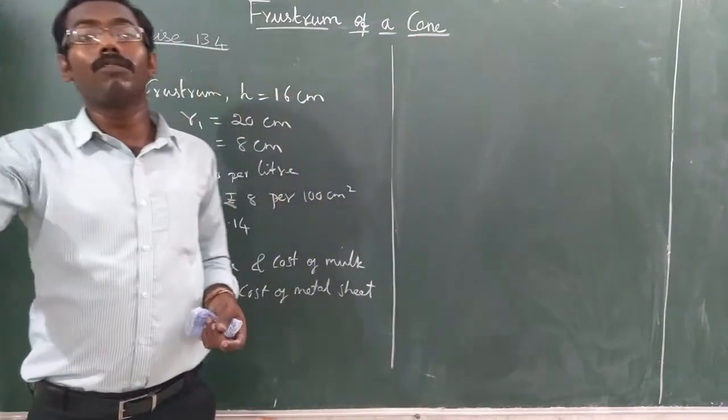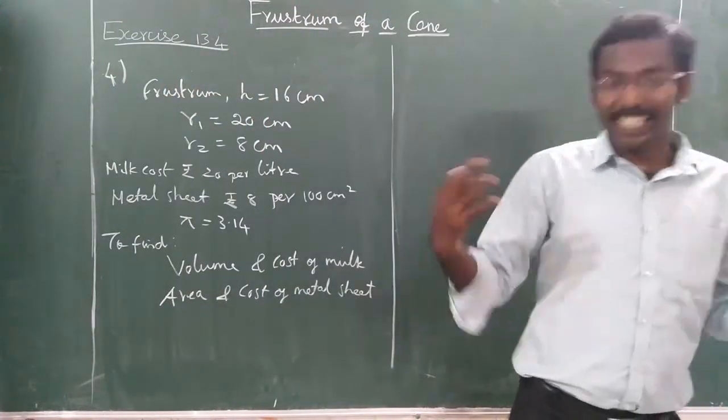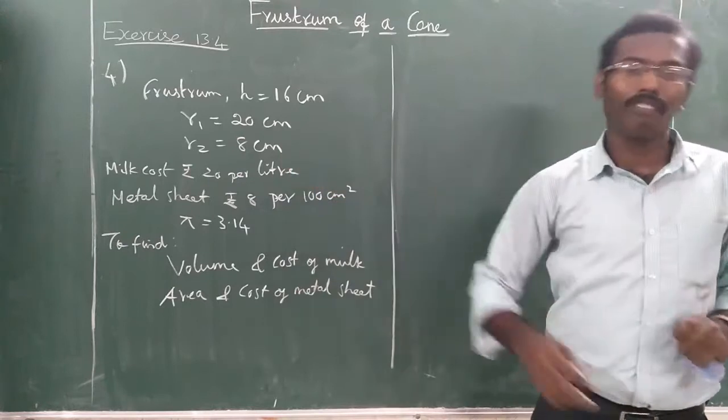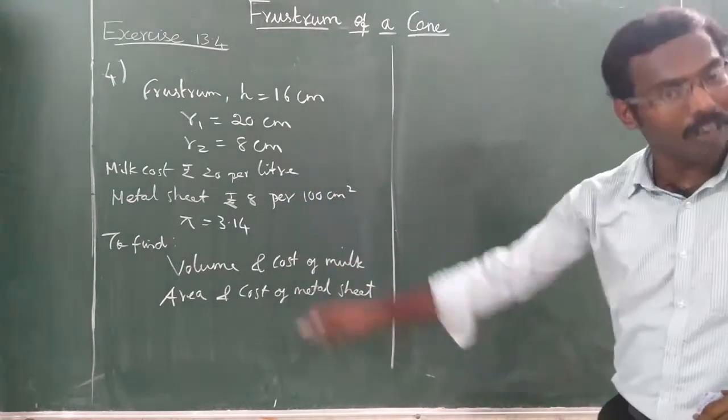So if they ask you to find the area of the metal sheet, the area of the metal sheet is nothing but the area of the container. That is equal to the area of the frustum. Okay, so let us do it one by one. First, what do you want? You want the volume now.